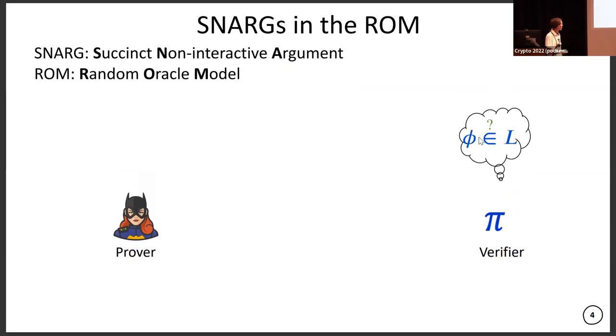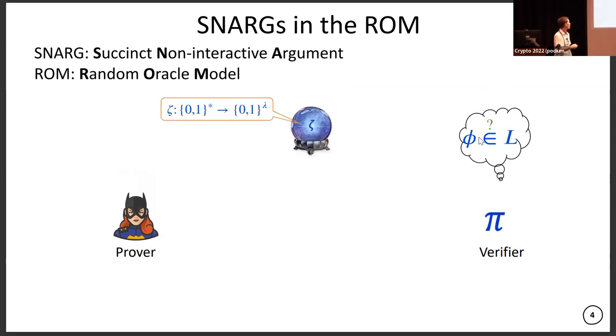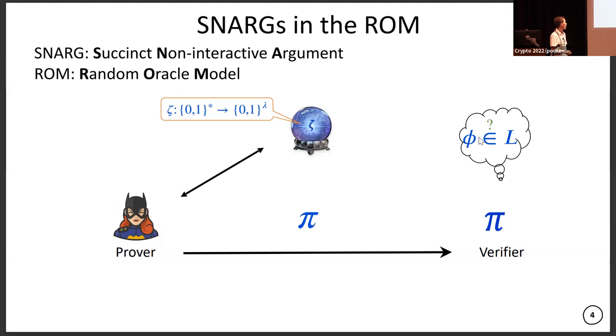Okay. So let's talk about the random oracle model, which is specifically a model in which we replace the CRS with a random oracle. That is a function which takes bit strings of arbitrary length to bit strings of a specific length, lambda, the security parameter. And the way that it works is that it returns a random lambda-length bit string for each input. So a prover interacts with the random oracle, then sends a proof pi to the verifier, and the verifier also queries the random oracle and outputs either accept or reject.